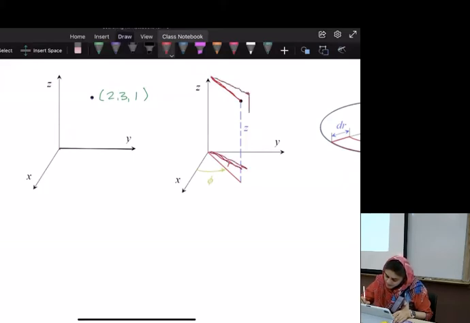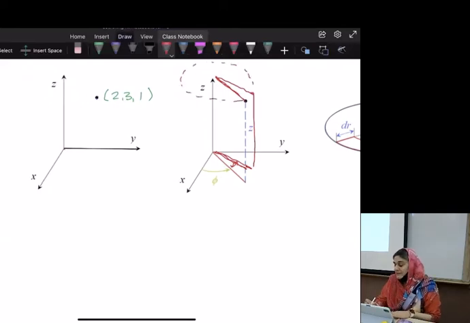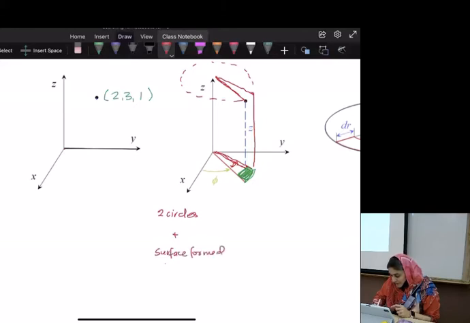So I'm going to try to draw it. And this will go around, and we're going to go all the way around. So now we have to find this dA. We are actually going to have a combination of two things: two circles plus the surface formed due to height. There's a top circle, there's a bottom circle, and there's also this surface that needs to be taken into account.